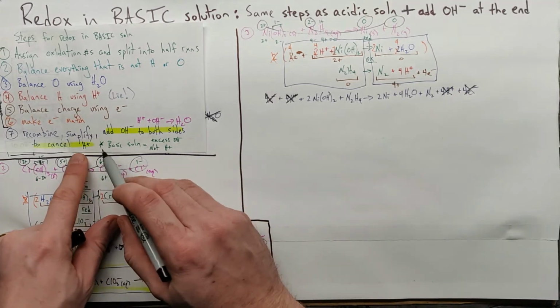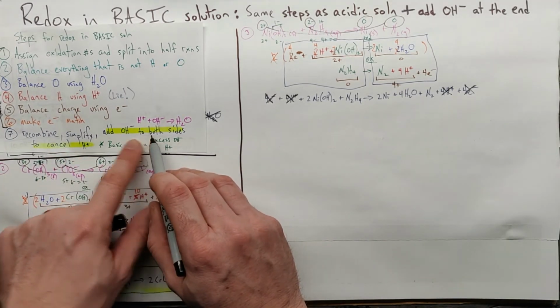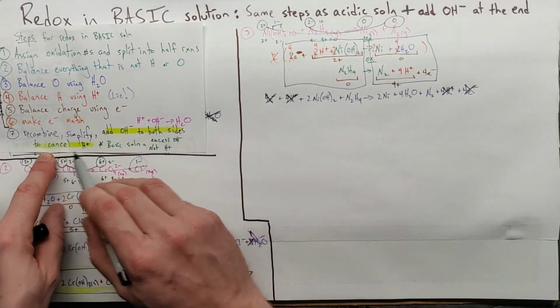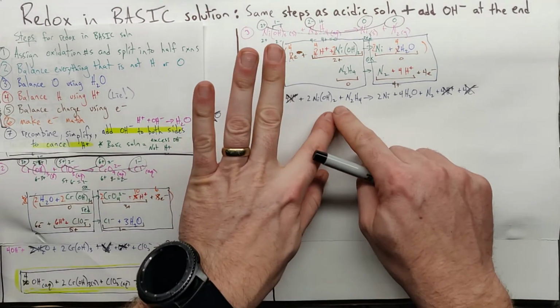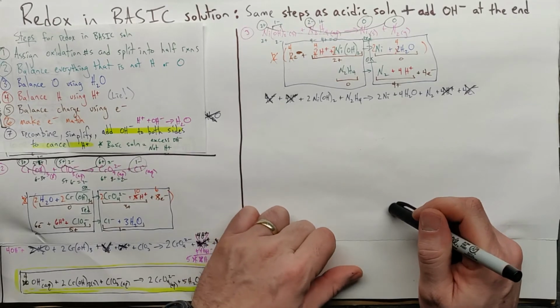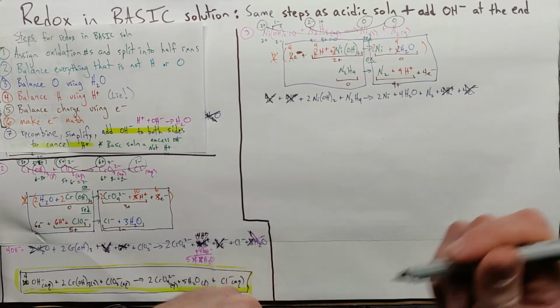Now, we should be adding hydroxides to both sides to cancel any H pluses. You'll notice I don't have any H pluses. So this is my answer. I don't have to cancel any H pluses. And that happens sometimes, and it's kind of convenient.